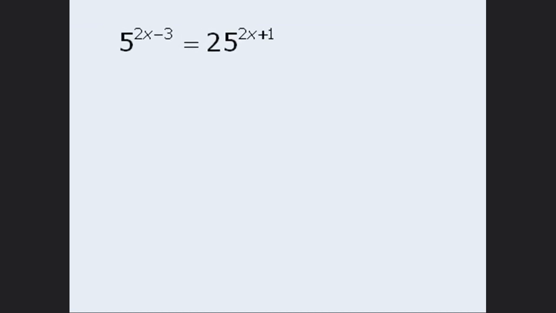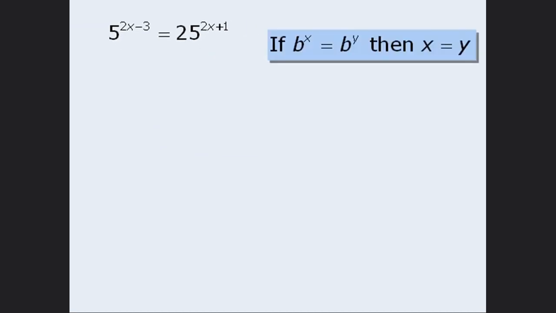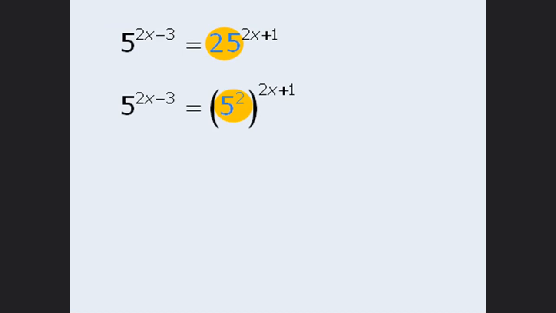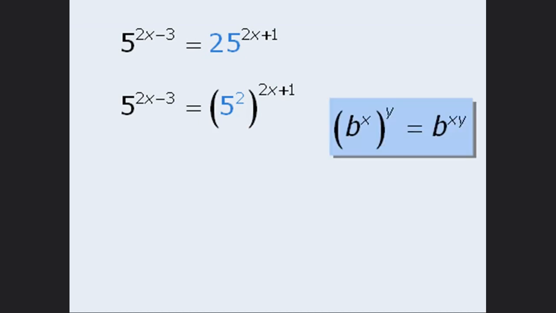In this particular equation, we have a base of 5 on the left-hand side, and we have a base of 25 on the right-hand side. Now, if we want to apply our rule here, we must have the same base on both sides of the equation. To fix this, let's take our 25 here and rewrite it as 5 squared. Now let's simplify the right-hand side. Since we have a power of a power here, we can apply the power of a power rule to see that the right-hand side simplifies as follows.